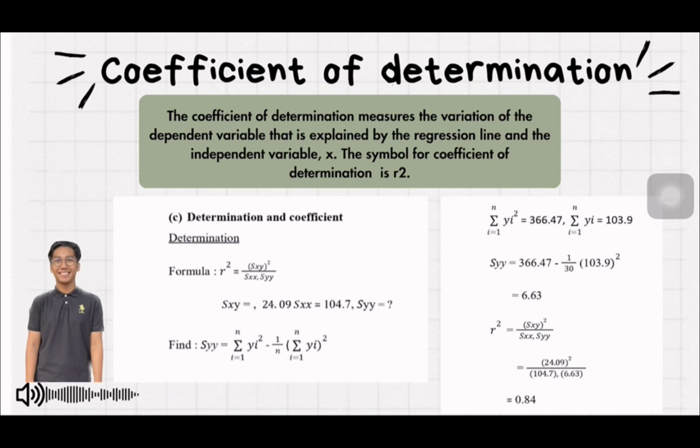Then we move back to r to the power of 2, which is equal to, in bracket, Sxy to the power of 2 divided by Sxx times Syy, which is 24.09 to the power of 2, in bracket, divided by 104.7 times, in bracket, 6.63, and the final answer is 0.84.